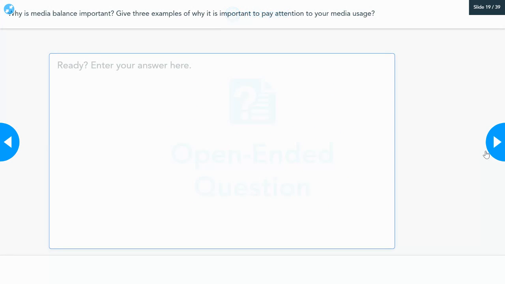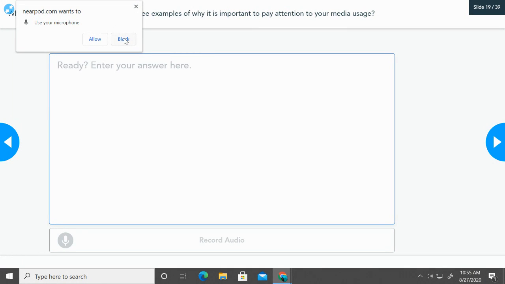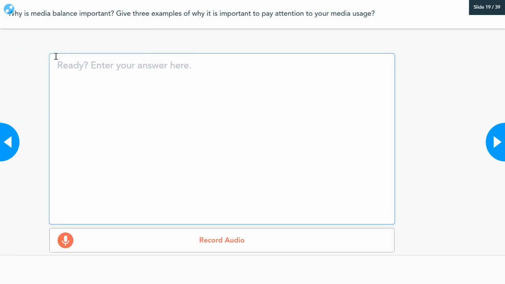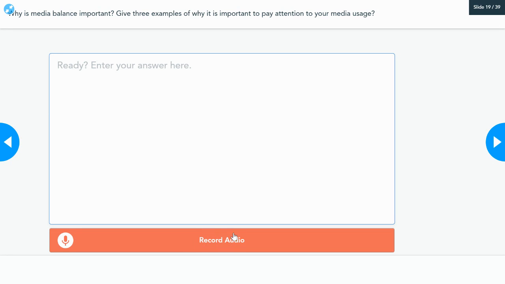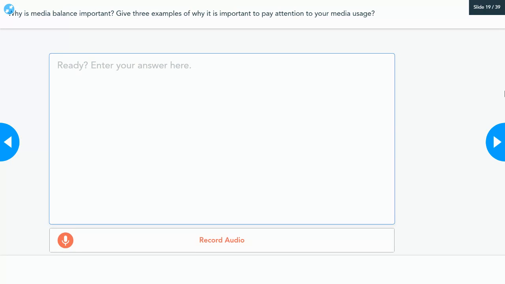Open-ended question. Why is media balance important? Give 3 examples of why it is important to pay attention to your media usage. Okay, so you can either type your answer in here, or if you want, you can just record audio and I will listen to your lovely voice explaining this to me. So either way, that's how you can answer this question. So please pause and do that.